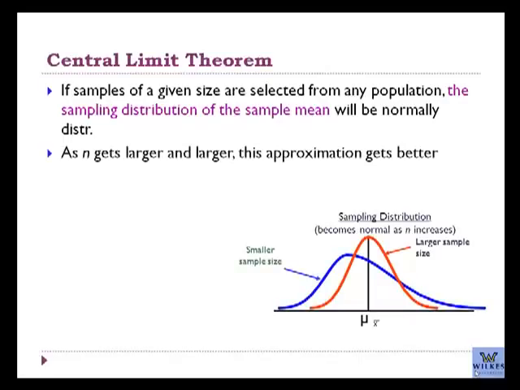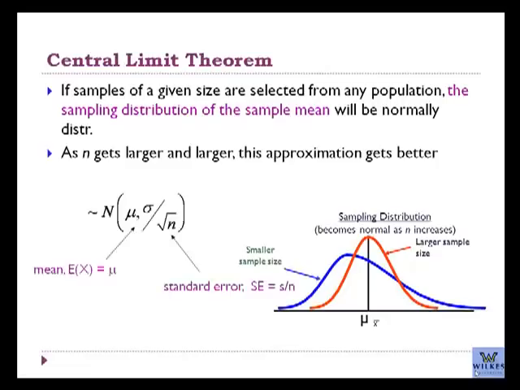The central limit theorem tells us as you pull larger and larger samples, your approximation gets better. So your sampling distribution becomes more normal as you increase the sample size. So as we move from smaller sample sizes, we're on the blue curve, and we move to the red curve with larger sample sizes. And the red curve is normal. How would we describe this normal distribution? Using the mean, or the expected value, and the standard error.